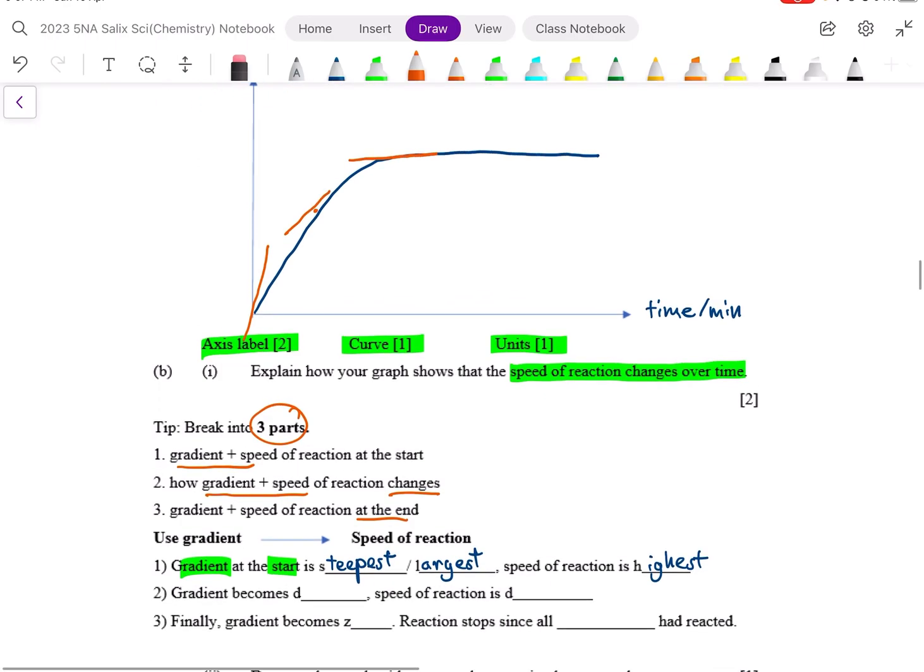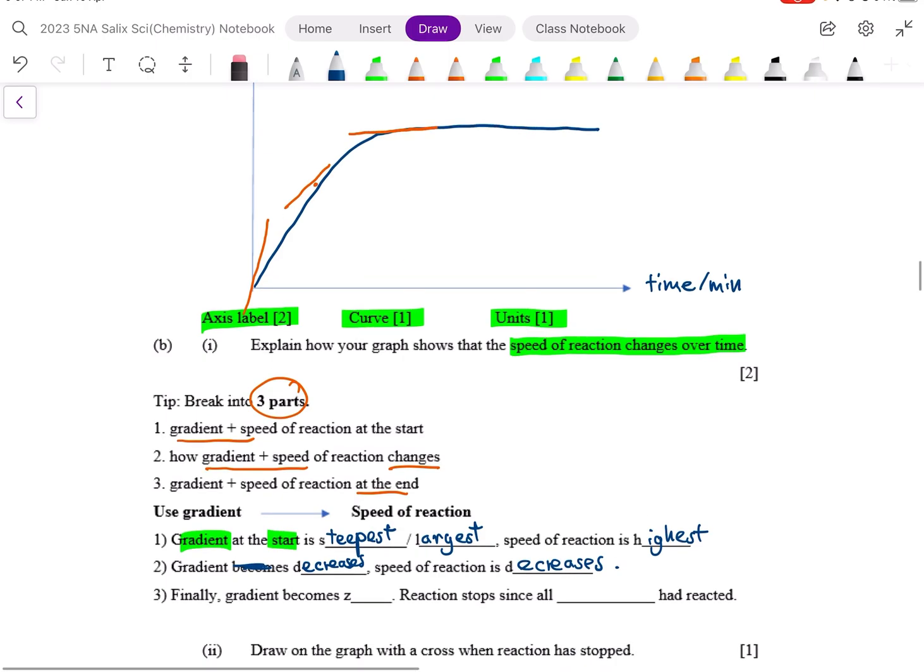The gradient decreases, so the speed of reaction also decreases. It becomes less steep, if you want to say, and then finally it becomes 0.